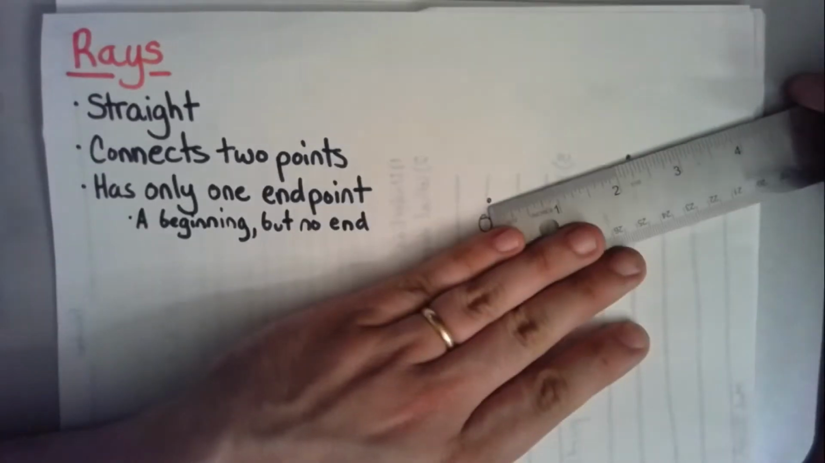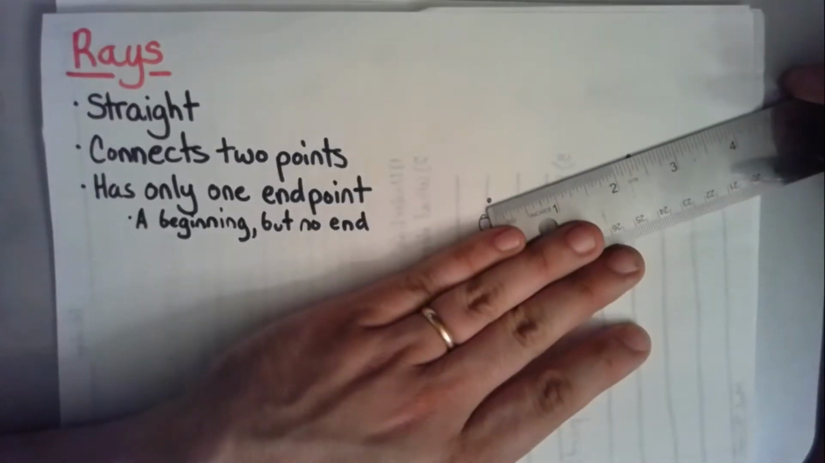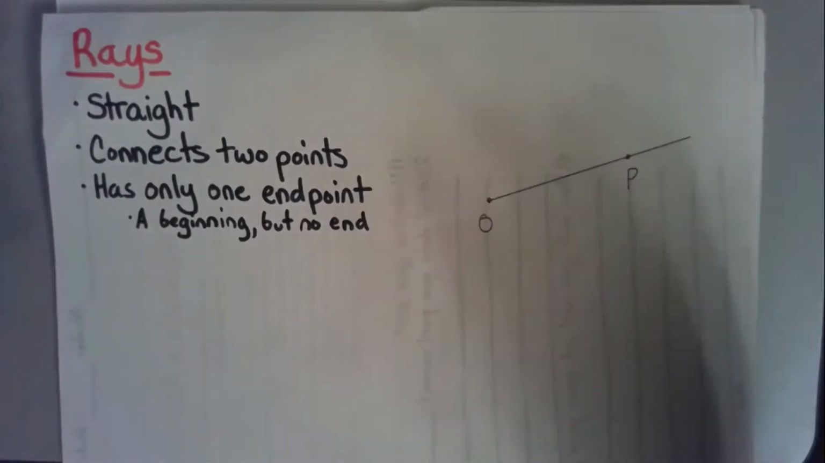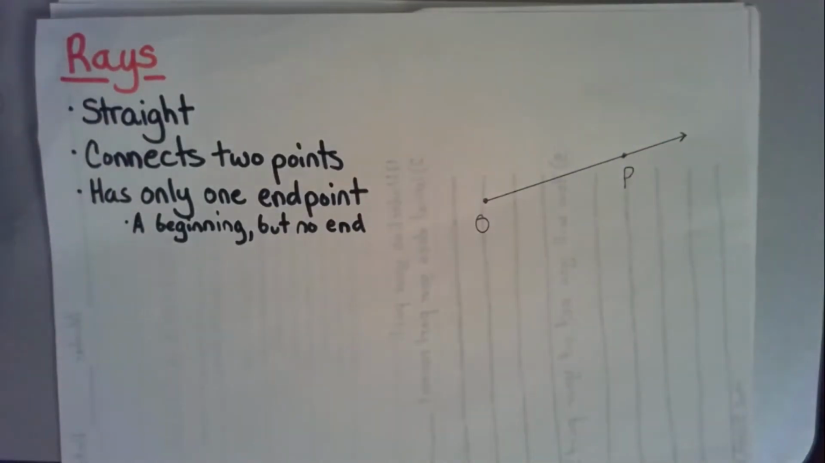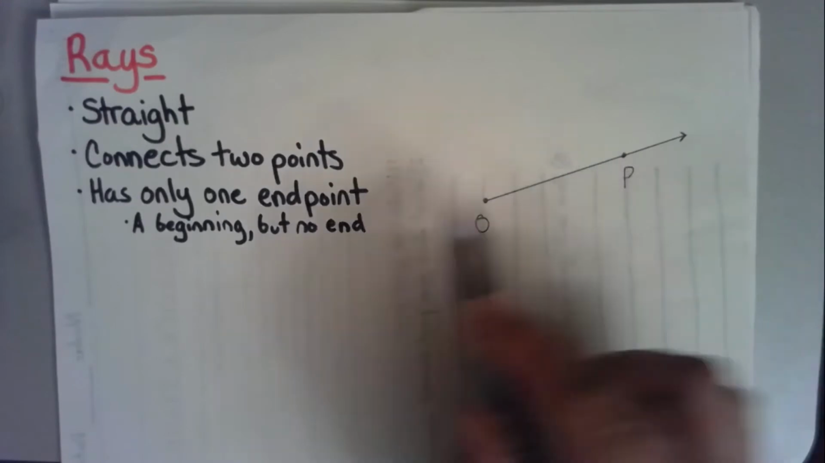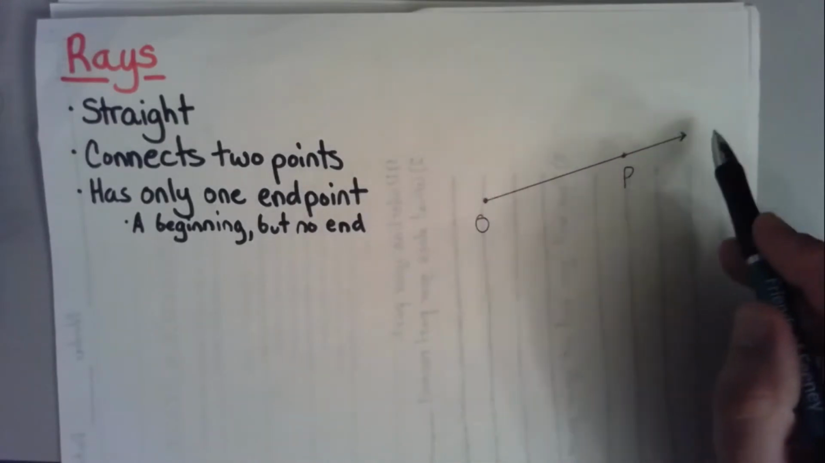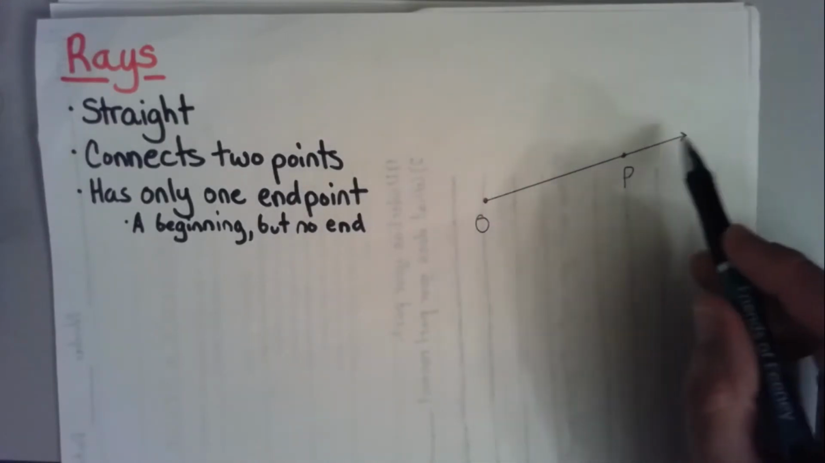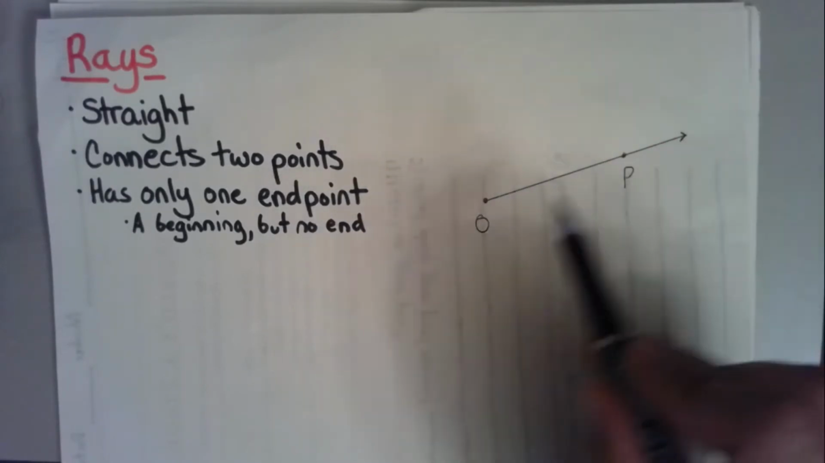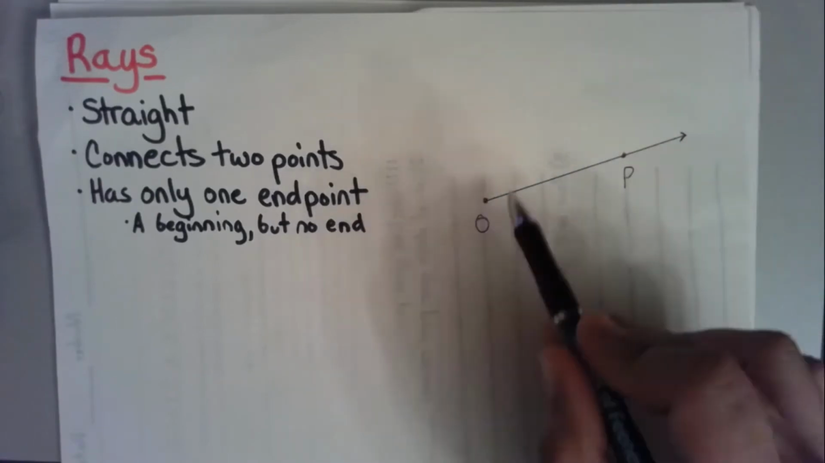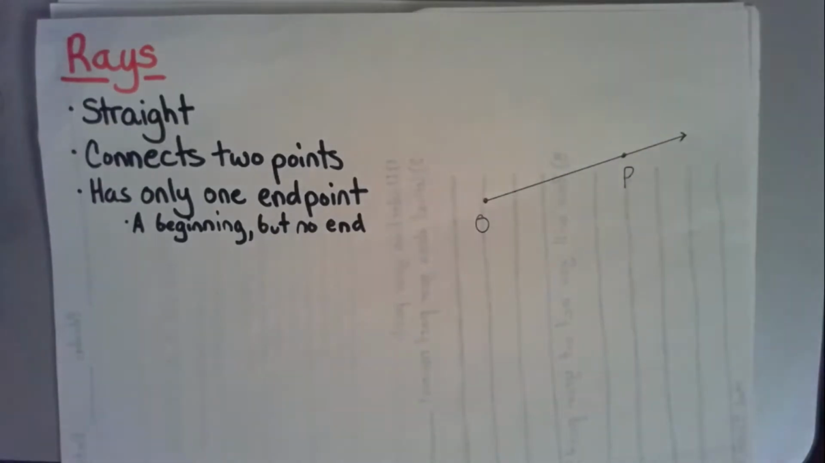So let me show you an example. I use my ruler, make sure I'm going to be nice and neat. And you always have a ray, you express it with an arrow at one end. So you'll notice that this begins at point O and it doesn't stop at point P. Rather, it continues through point P, and that's what this arrow symbolizes. The idea of it having a beginning, an end point here, but no end. It doesn't ever stop. It begins and then it continues on, and that's forever.